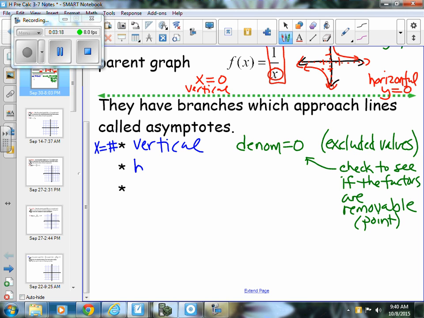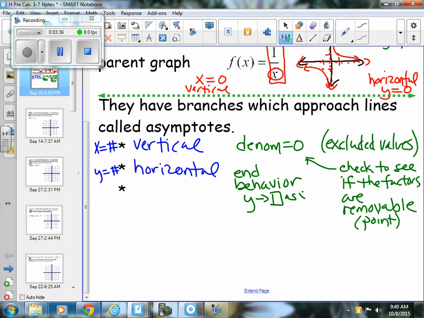All right, the next kind again is horizontal. That's what our parent graph had. The horizontal asymptotes come from y equals a number. Horizontal ones then are the places where we look at the end behavior of the graph. What is y approaching? So the end behavior: y approaches what as x approaches positive or negative infinity. So what's happening at the ends of the graph? We have some shortcut ways of looking at that too.